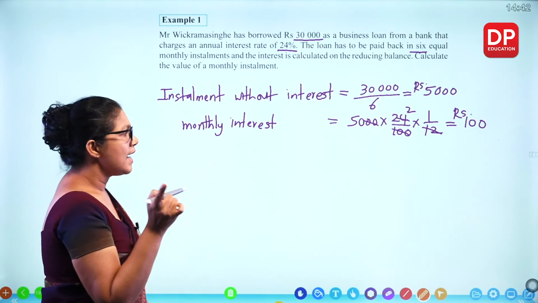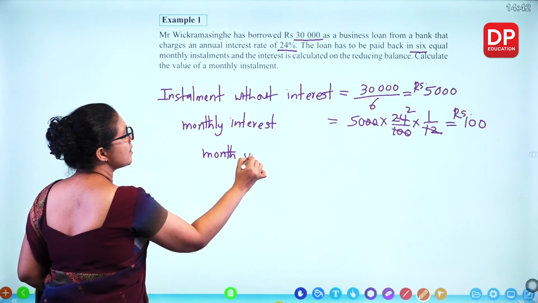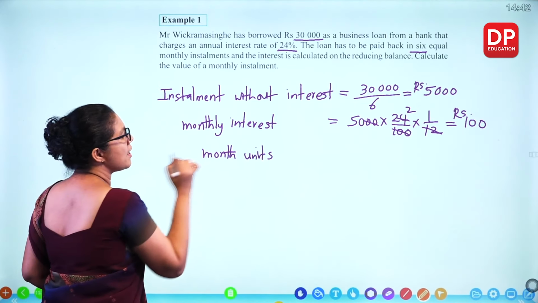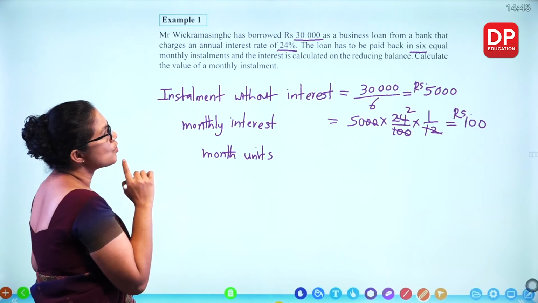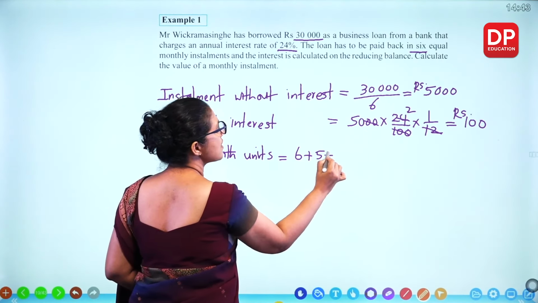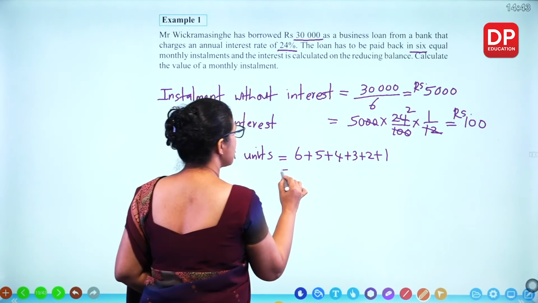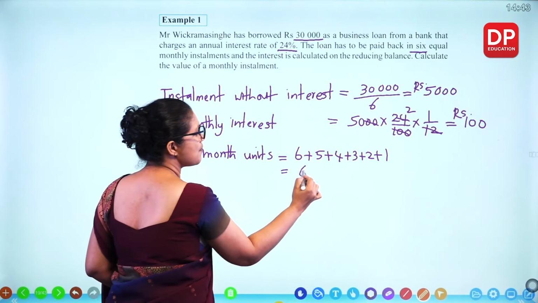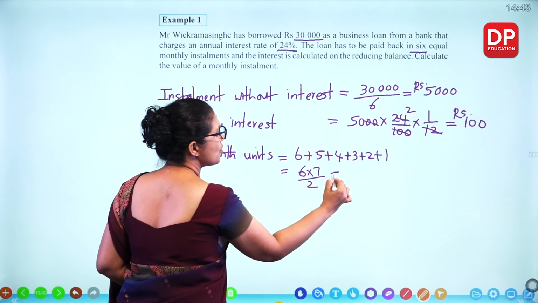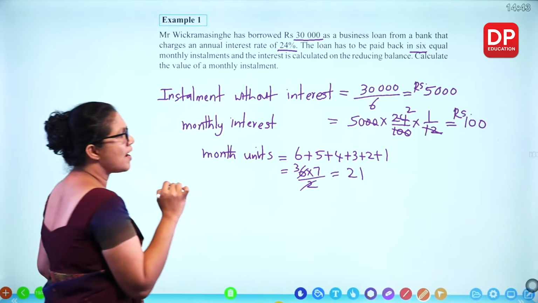Now we need to calculate month units. How many month units are there? So 6 equal monthly installments means 6 plus 5 plus 4 plus 3 plus 2 plus 1. What's the easiest way to calculate? 6 times 7 divided by 2. 2 times 3, 3 times 7, 21.